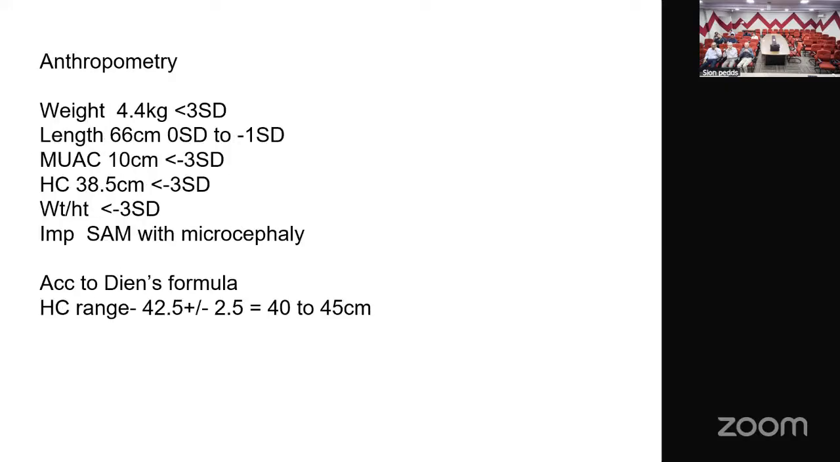Anthropometry: weight is 4.4 kgs, less than minus 3 standard deviation, length of 66 centimeter, 0 to minus 1 standard deviation, MUAC of 10 centimeters, less than minus 3 standard deviation, head circumference of 38.5, less than minus 3 standard deviation. Weight by height is also less than minus 3 standard deviation. SAM with microcephaly, and according to Dine's formula also, microcephaly is present.